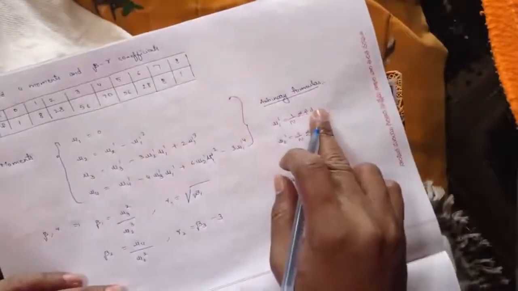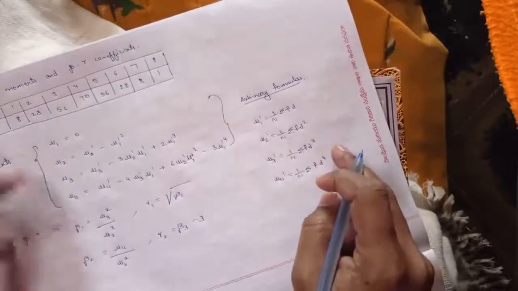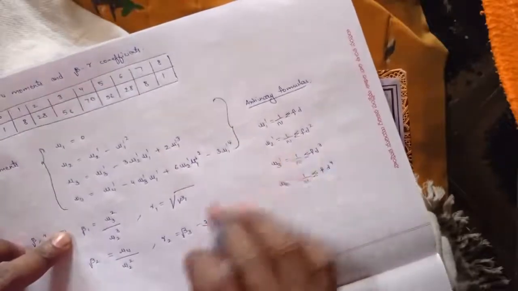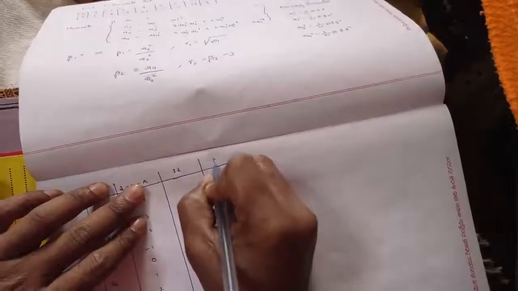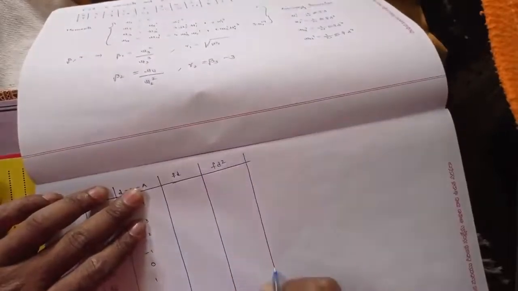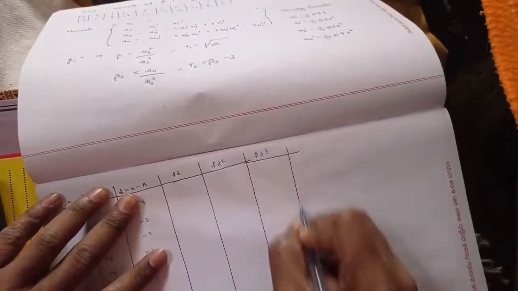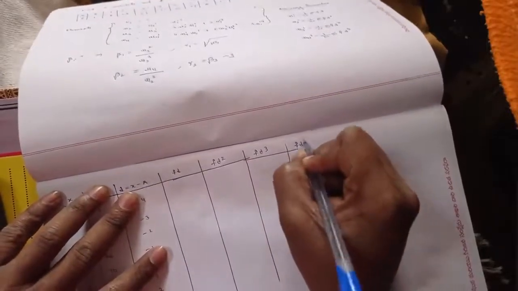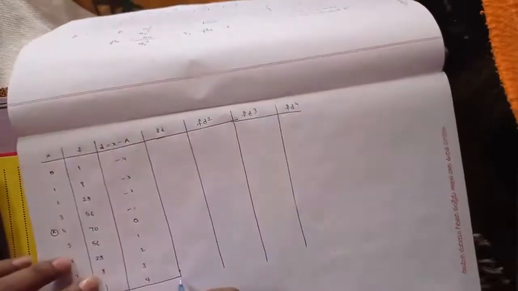Now we have to find fd, fd square, fd power 3, fd power 4 to calculate mu1, mu2, mu3, mu4 respectively. So let us do that. We need 4 columns: fd, fd square, fd power 3, and fd power 4. These are the requirements for solving the problem.